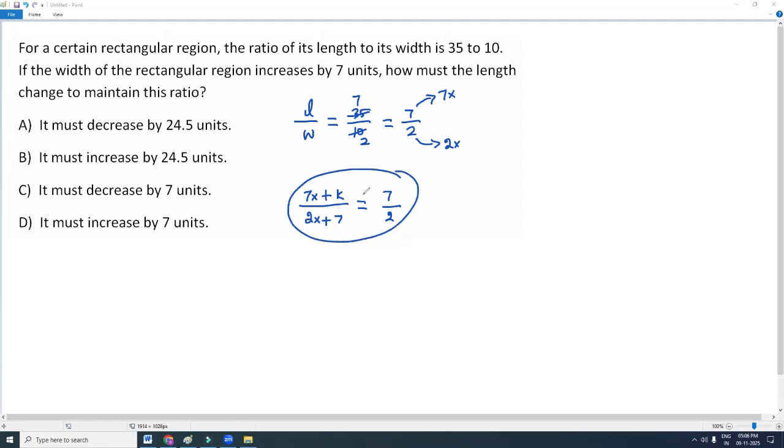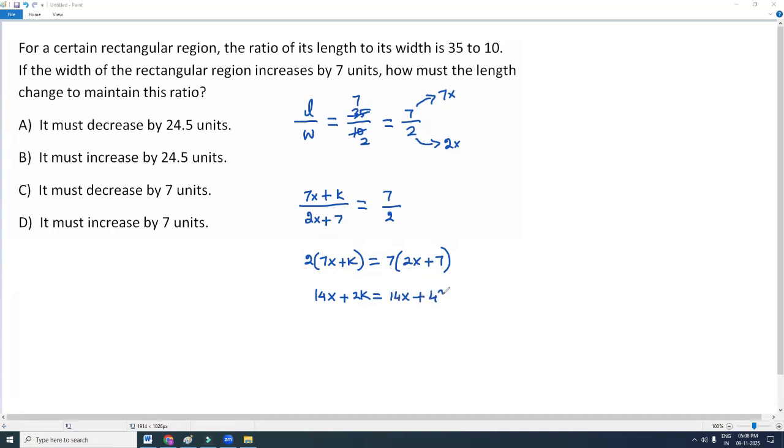Okay, now let's solve for k in this equation. For that, we have to do cross multiplication. That is, the numerator on the left side has to be multiplied by the denominator on the right side. Then we get 2 times (7x + k). And the numerator on the right side has to be multiplied by the denominator on the left side. Then we get 7 times (2x + 7). Now we can distribute this 2 to 7x and k. Then I'm getting 14x + 2k. Here we can distribute this 7 to the terms over here. Then we get 14x + 7 times 7 is 49.